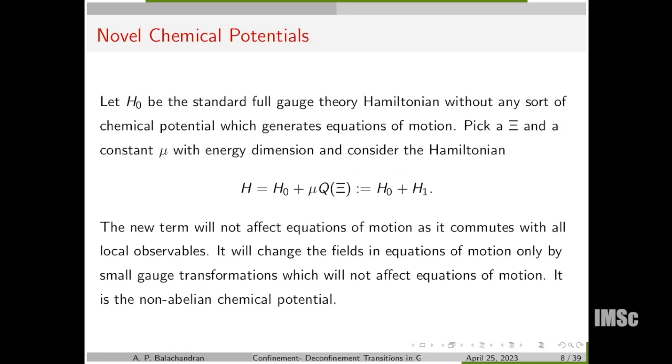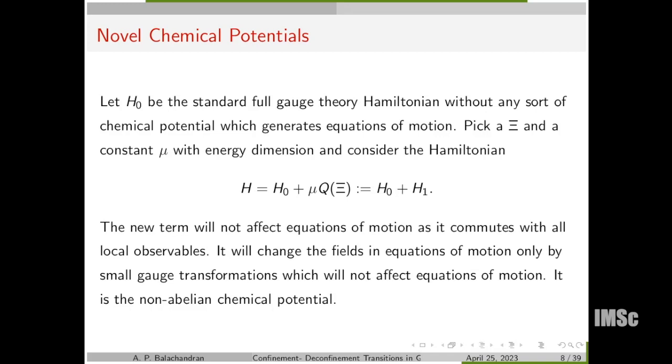So, I want to talk about novel chemical potentials now. What I will do is take this standard Hamiltonian H0, which, as you know, consists of, for QED and QCD, E squared plus B squared over some constant for the gauge theory part, plus the J0 term integrated, and that is your H0. It can be interacting. In fact, it will be interacting if it is a non-abelian gauge theory because there are cubic and quartic terms in the Hamiltonian.